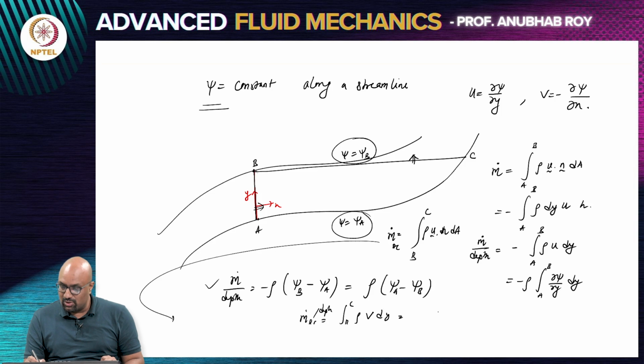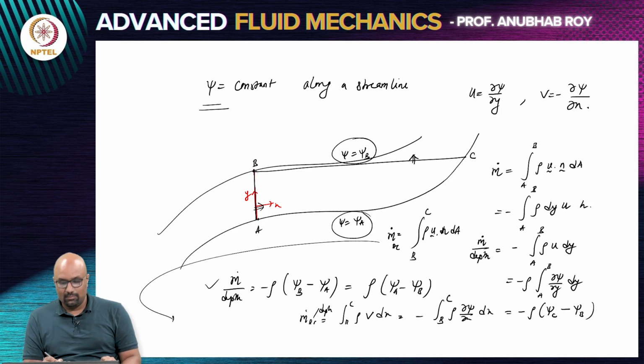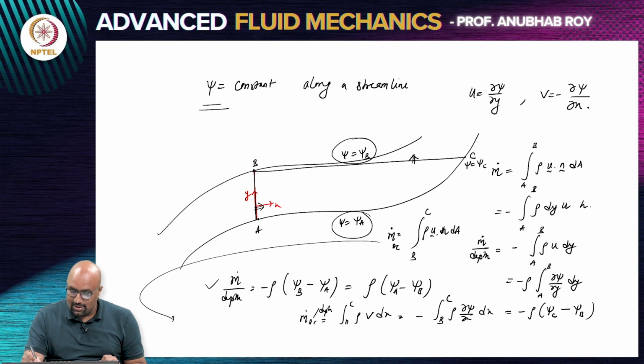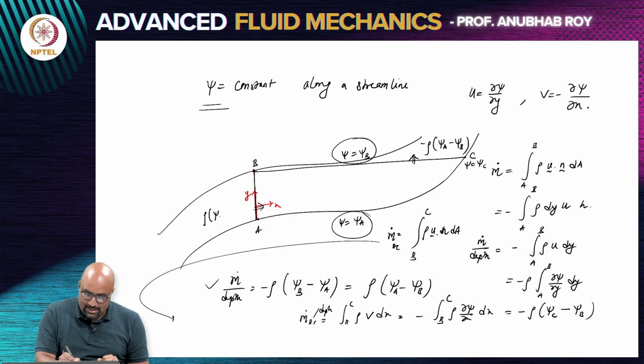Now, V, as we saw, is minus dou psi dou x. You are integrating over x, so minus rho dou psi dou x dx, which if you integrate, you get minus rho times psi C minus psi B. This psi C is the same as psi A. The value of the stream function at the point C should be the same as the value at point A, because it is on the same streamline, which means m dot BC is going to be minus rho psi A minus psi B. The amount that is entering is rho psi A minus psi B.